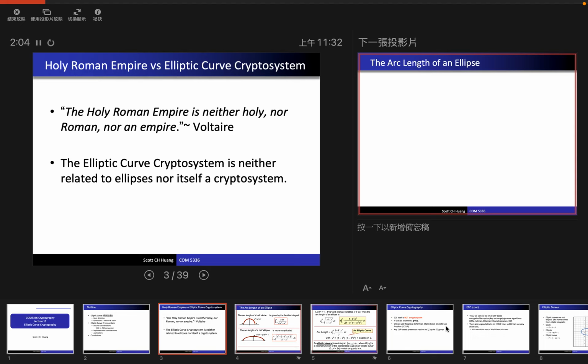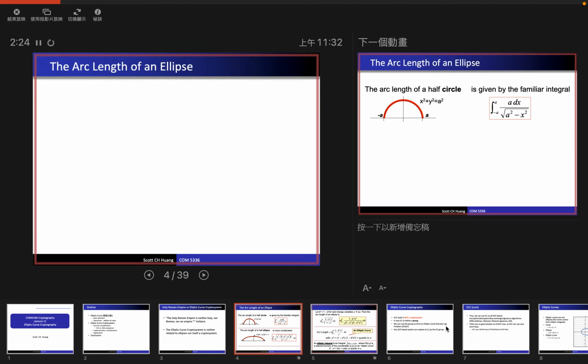What's funny was the elliptic curve crypto system is neither related to ellipses nor is it itself a crypto system. So this name is very misleading. Elliptic curve crypto system. Let me explain the relationship between elliptic curve crypto system and ellipses.